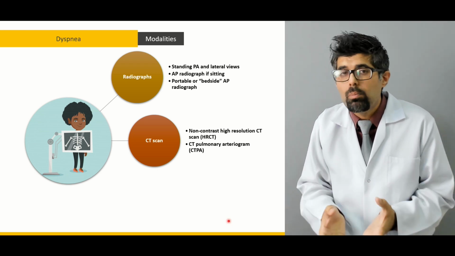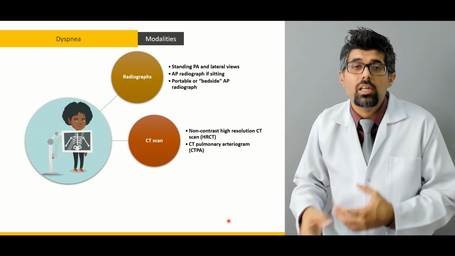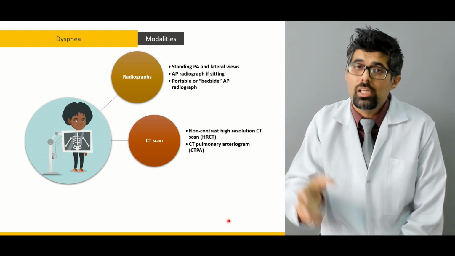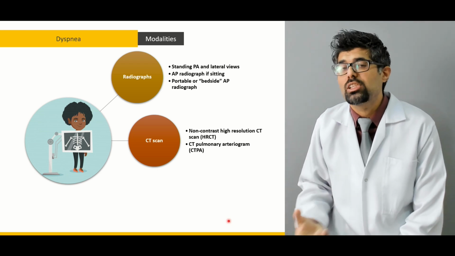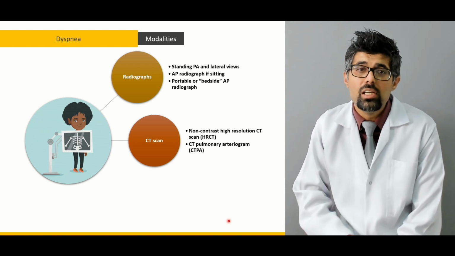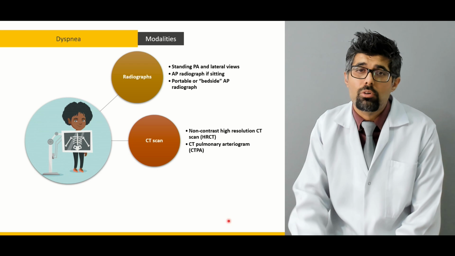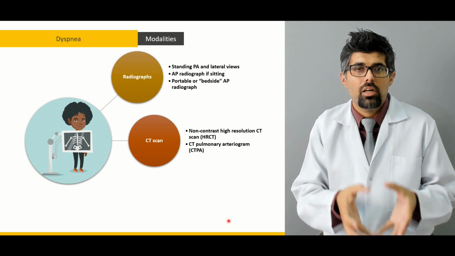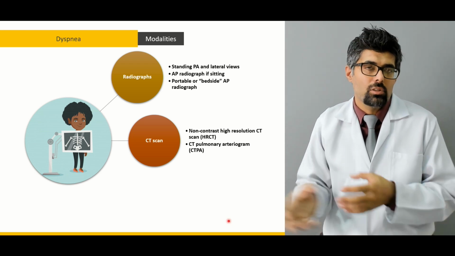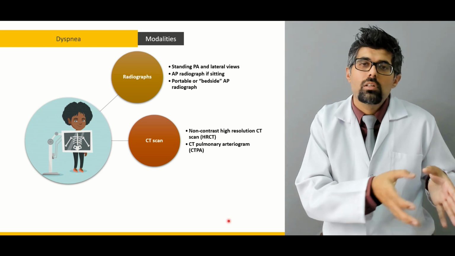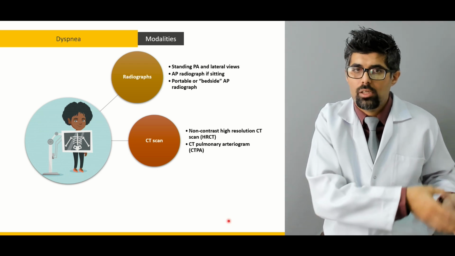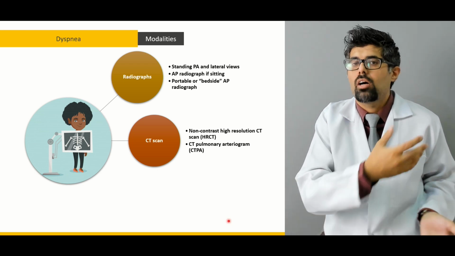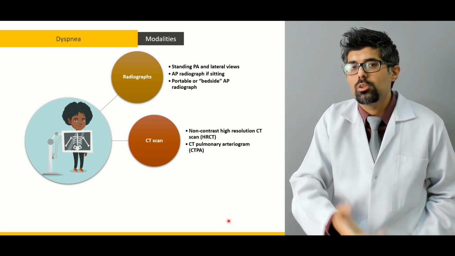Now, if the doctor suspects that the dyspnea is due to the vasculature in the lungs, then we can always perform a CTPA, or computed tomography pulmonary angiogram. A pulmonary angiogram is where we inject a dye and then observe, through a series of CT scan images taken with a multi-detector CT, how the vessels are responding to the injection of the dye.